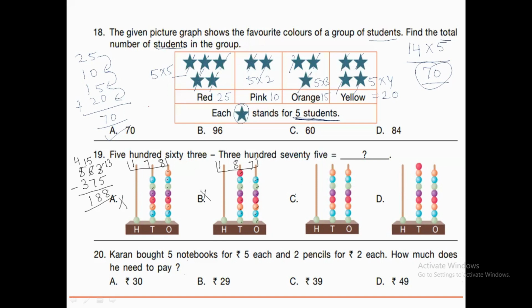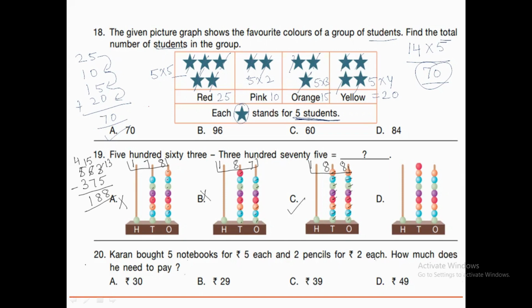Now let's move to option C. At the hundreds place it is 1. At the tens place it is 1, 2, 3, 4, 5, 6, 7, 8, which is 8. And the ones place it is 1, 2, 3, 4, 5, 6, 7, 8, again 8. Okay, so this abacus is showing 188, and we also want the number 188. So option C is our correct answer.